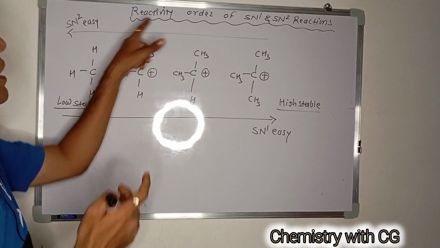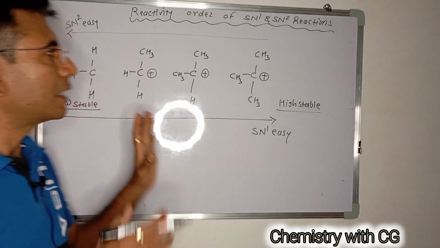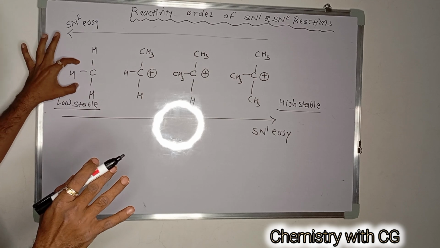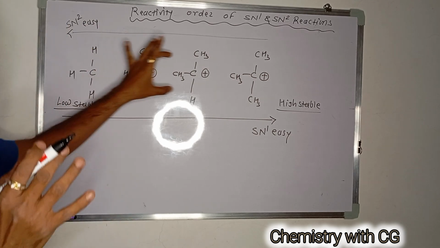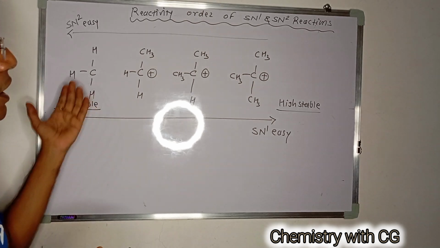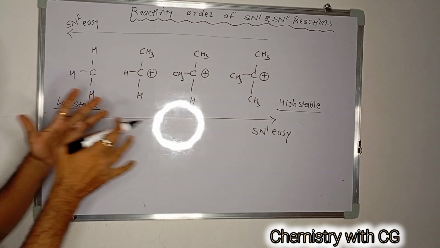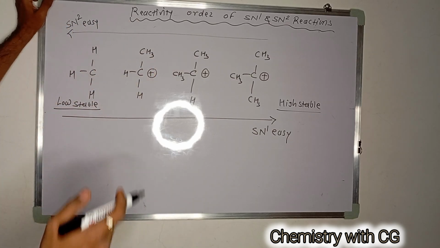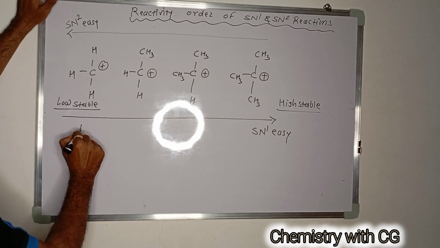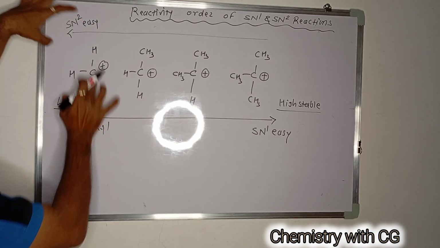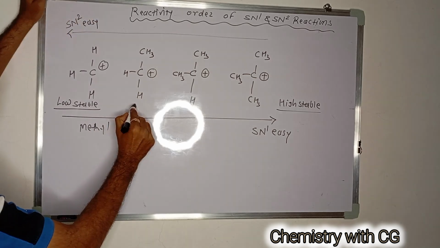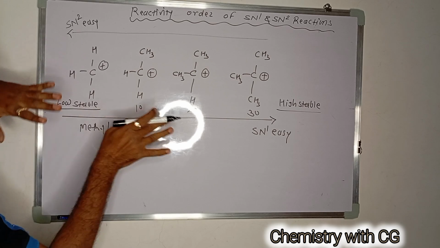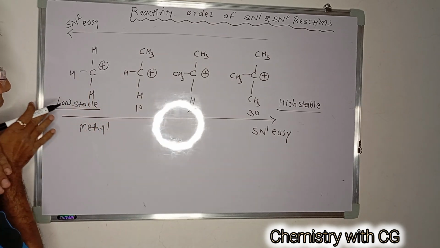Friends, let's see the reactivity order of SN1 and SN2 reactions. I just mentioned all the different kinds of compounds which we make from the haloalkane. Either we have a methyl group, or a primary, secondary, or tertiary alkyl group. Any one of the alkyl groups you consider. So I mentioned the stability and reaction rate, or reactivity order, whatever you say. If we have the methyl group, it is called a methyl carbocation, which shows the SN2 reaction easily. But when we move to the primary carbocation, secondary carbocation, or tertiary carbocation, the SN1 reaction becomes easier from left to right.